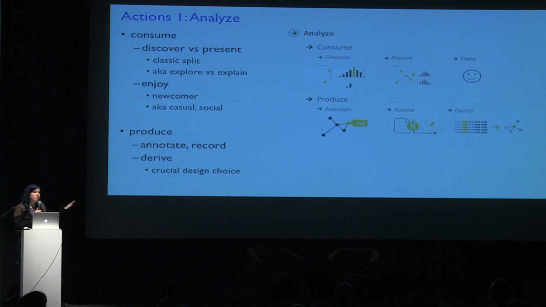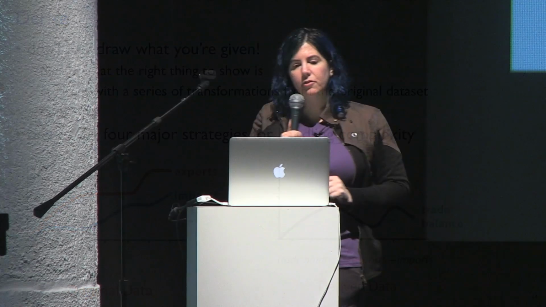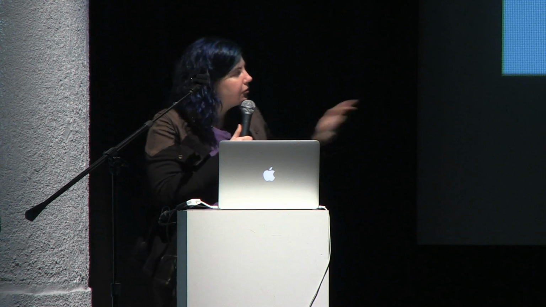This is actually a really crucial case. And I'm going to go back to that idea I mentioned that for the data abstraction, you might not just draw what you're given, you might transform the data along the way. And that's what I mean by this derive case. You're producing something from what you got that's not quite the same. So that's important enough I actually want to give it its whole own slide to think about this. Don't just draw what you're given, think about what the right thing to show is. And you often have either one or a series of transformations to do that, and then that's what you draw. This is one of the 4 major strategies for handling complexity of data, and we'll be talking through the other 3 soon.